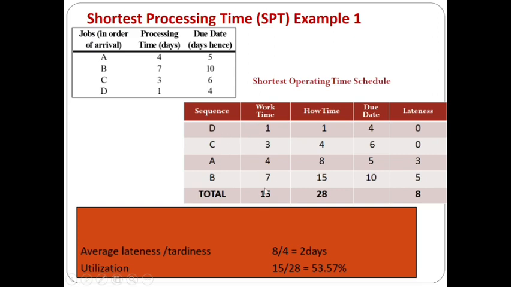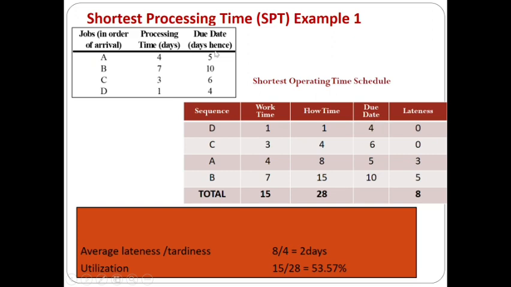Then after doing all these conversions, we have to calculate the flow time now. The flow time for the job D is 1 day. And for C, it is 1 plus 3, 4 days. And for next, 4 plus 4, 8. 8 plus 7, 15. And the total work time or the processing time is 15 days. And the flow time is 28 days.